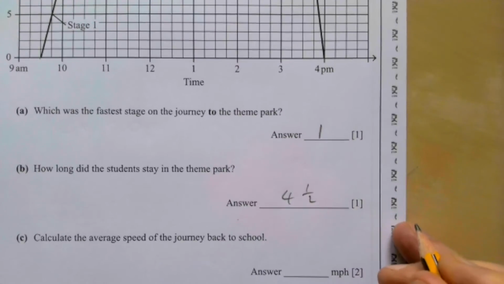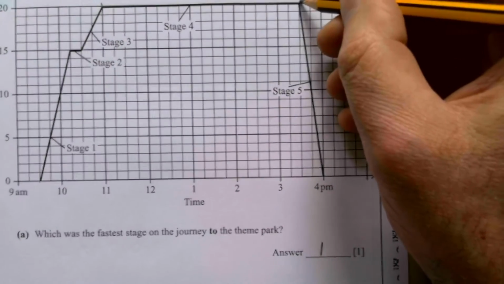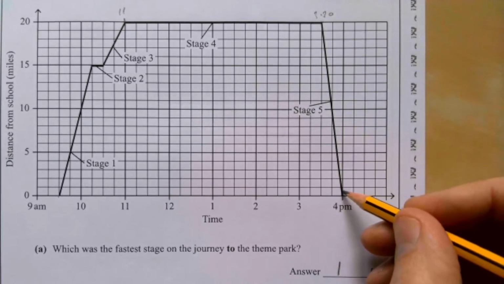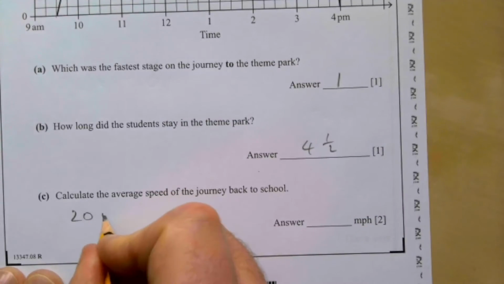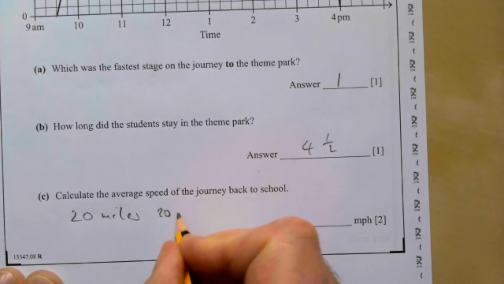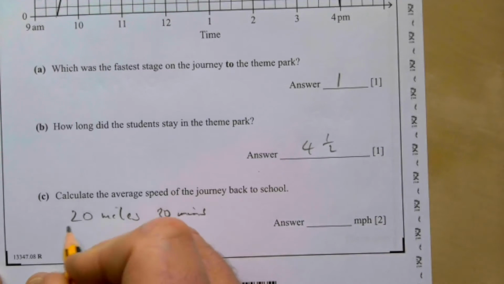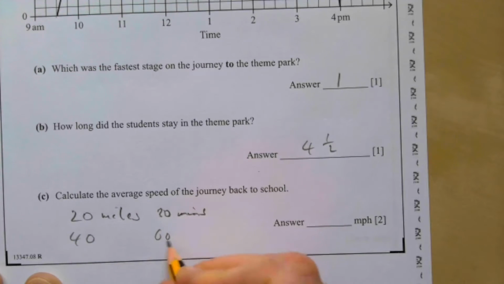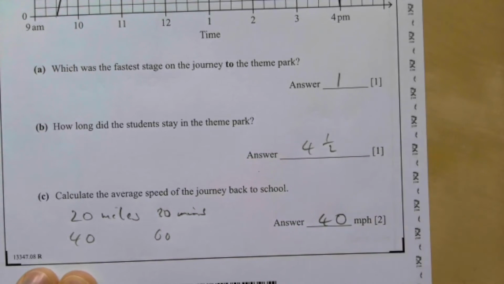Calculate the average speed of the journey back to school. Well, they travelled 20 miles in 30 minutes. You could either do 20 divided by half. We're looking for miles per hour, and 30 minutes is obviously half an hour. So if you do 20 divided by half, that'll give you 40. Or else you could just double it up. We know they travel 20 miles in 30 minutes, so they would travel 40 miles in 60 minutes. That's in an hour obviously. So our speed then is going to be 40 miles per hour.